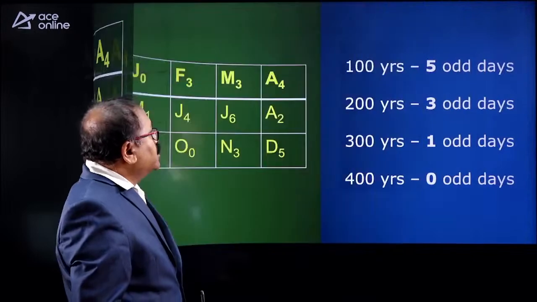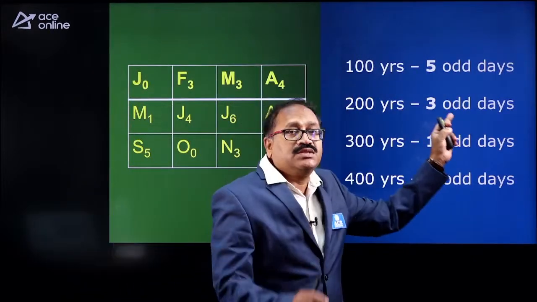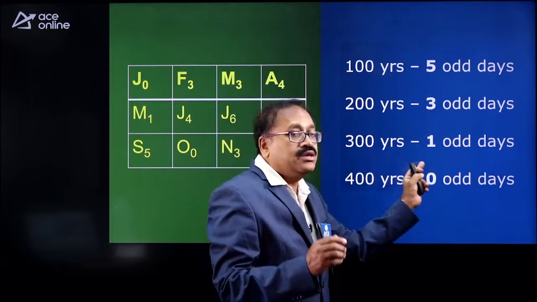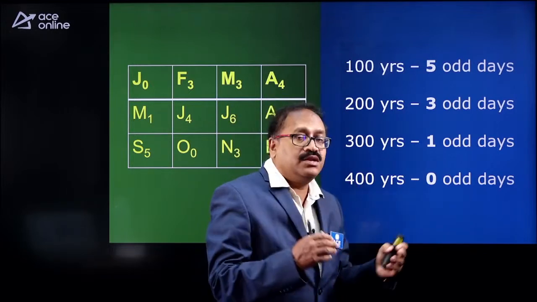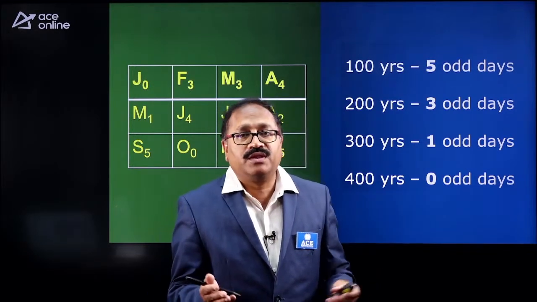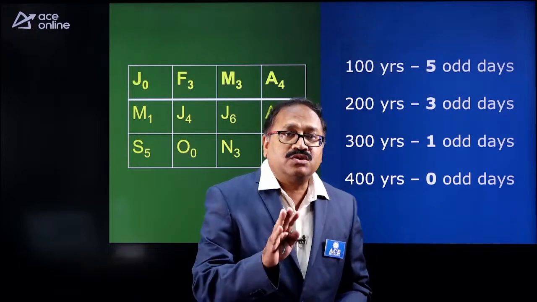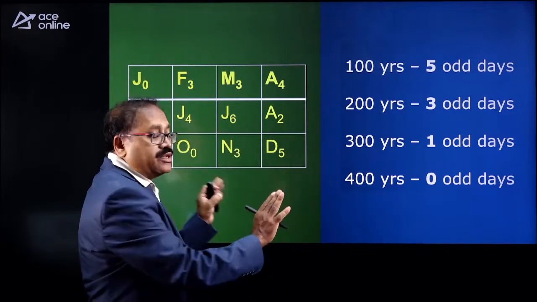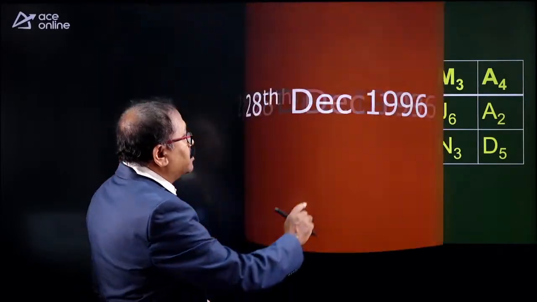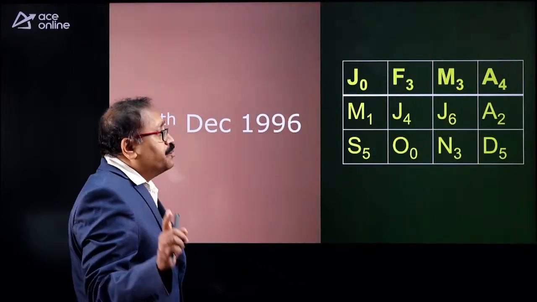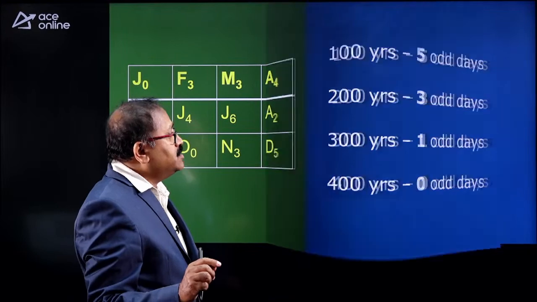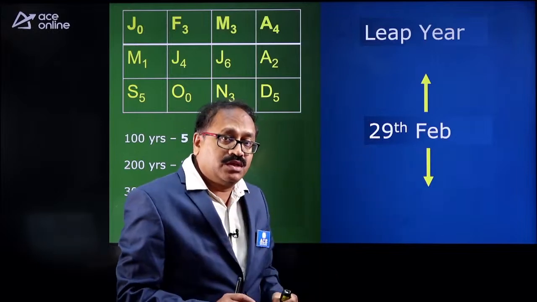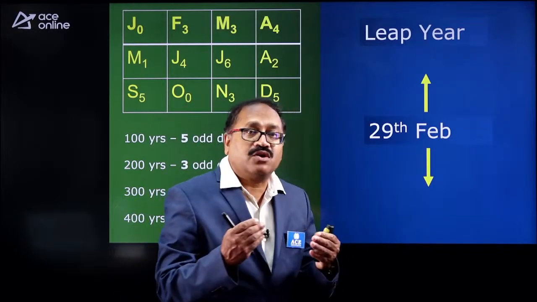Beyond that, you should also know that for every 100 years there are 5 odd days, for 200 years there are 3 odd days, for 300 years 1 odd day, and for 400 years, and all the years which are multiples of 400, there are 0 odd days. You should know this as well as the month codes. If you know these two facts, I am sure you will be able to correctly answer the question, provided you know one more fact: what happens in the case of a leap year up to 29th February? Should I add an extra odd day or not?